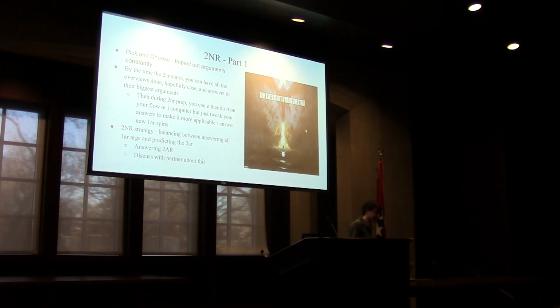Another thing is discussing this with your partner. I think Julian is really helpful with this: when we're going for a strategy, we discuss what we think the 1AR will pivot to and what the 2AR will pivot to. A great example of this is 2NC cross-ex.